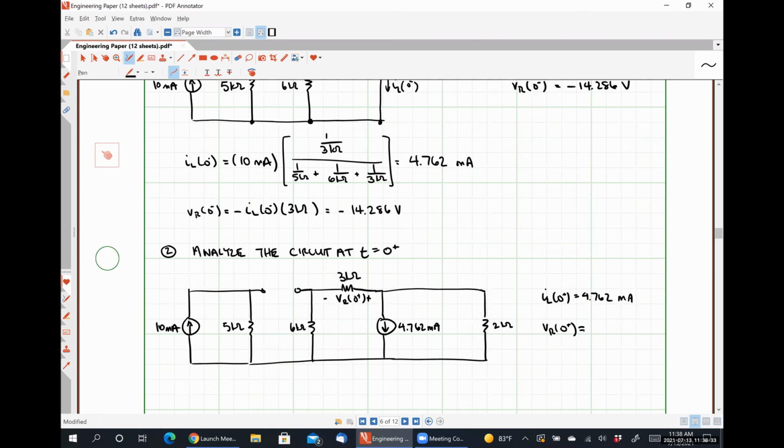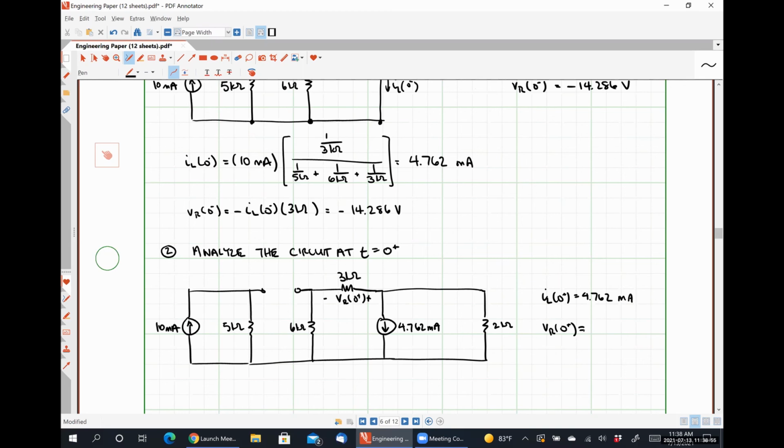Would it not be that 4.762 milliamps? So why wouldn't some portion of the 4.762 milliamps split off and flow through the 2 kilo ohm resistor? Oh, good point. Could you use current division again? We could use current division, absolutely.